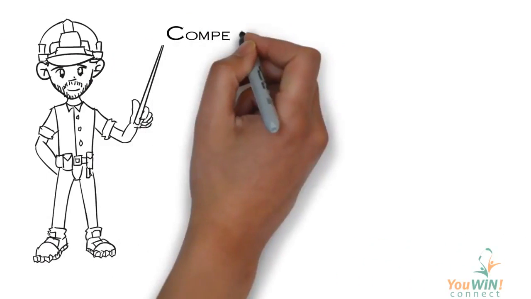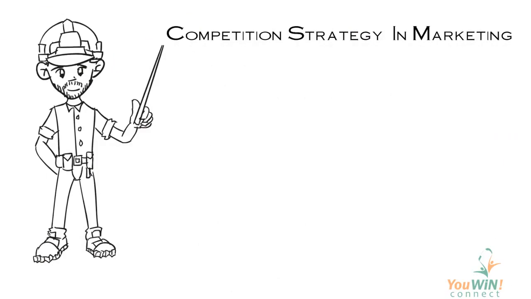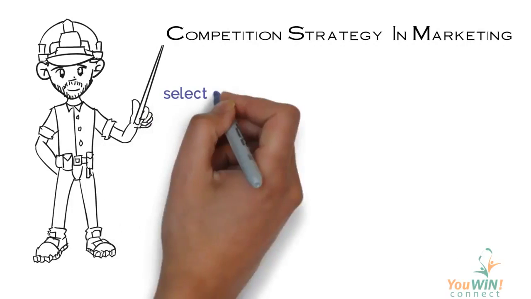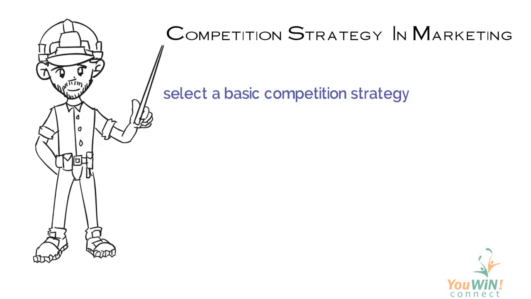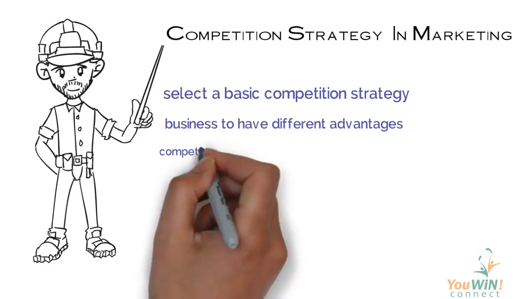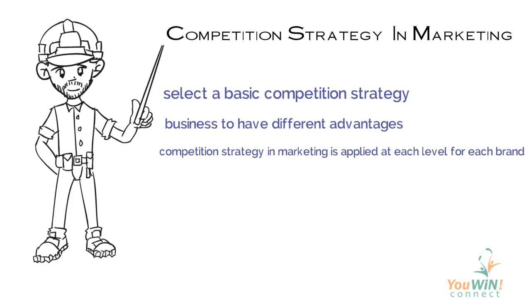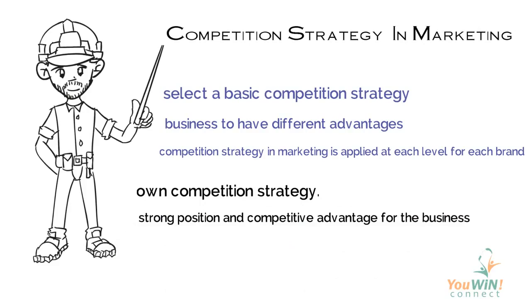Now, let's look at competition strategy in marketing. Who are you in the market? As mentioned earlier, each business needs to select a basic competition strategy for themselves because each strategy requires the firm to have a different advantage or set of advantages. However, the competition strategy in marketing is applied at each level for each brand. A business can have more than one brand, and brand A can be a leading brand in the industry, but brand B could be ranked third. That is why each brand should have its own unique competition strategy. Selecting a suitable competition strategy will create a strong position and competitive advantage for a business in competing with its competitors.